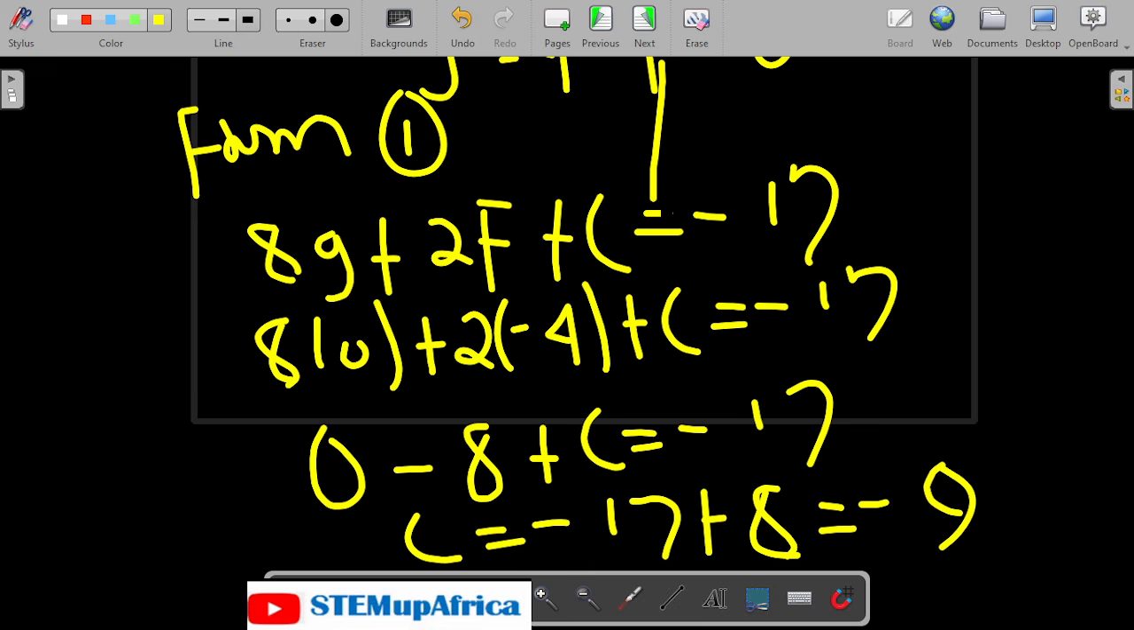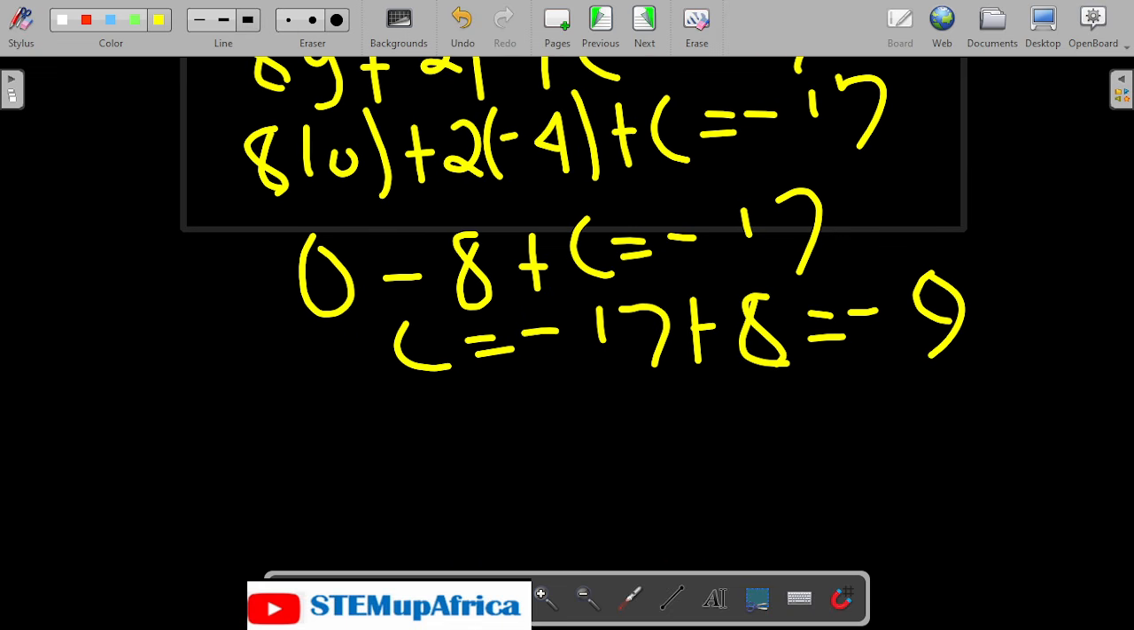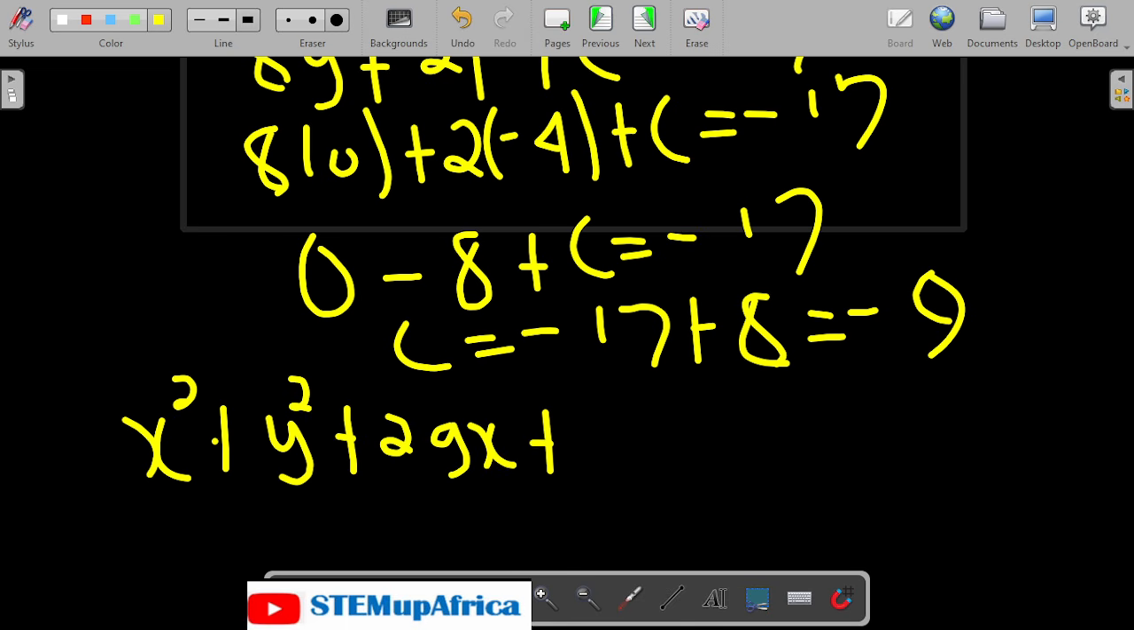That will give us minus 9. That's the value of c. So let's put it back into our equation. The equation says x squared plus y squared plus 2gx plus 2fy plus c equals 0. So what are we having?